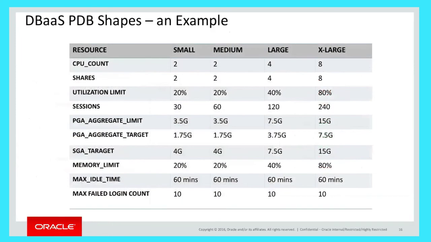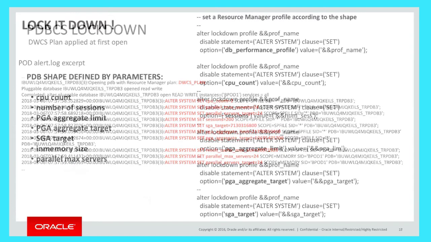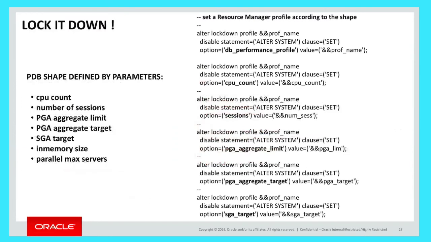So if we were to take a look at our small, medium, large, and extra large shapes, we need to now control the CPU count shares, CPU count sessions, PGA and SGA settings, as well as max auto time and login failures. So what that looks like is basically defining a lockdown profile that allows you to define and protect each one of those, which basically means that at runtime, after the PDB is provisioned and before it's opened for client use, we define and implement each of these different attributes of that profile.